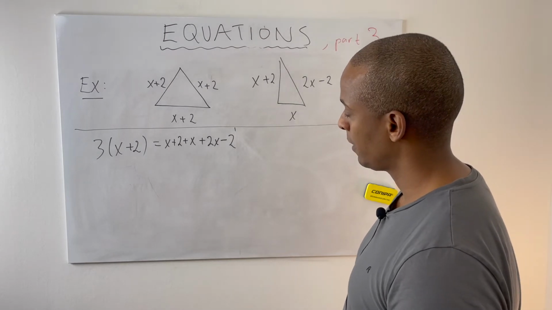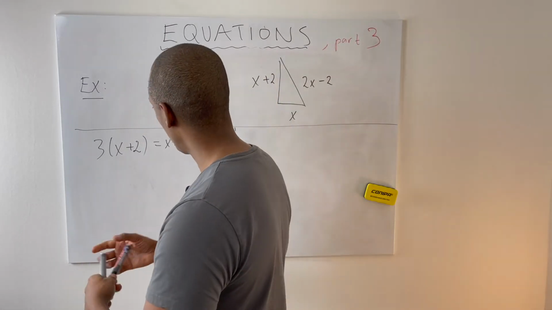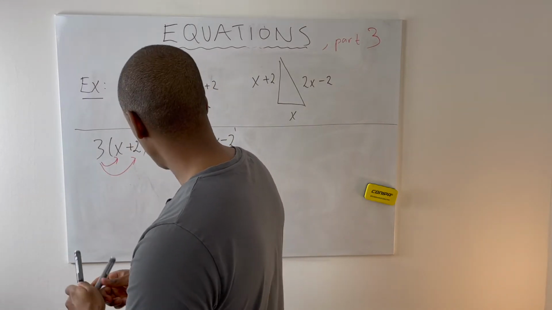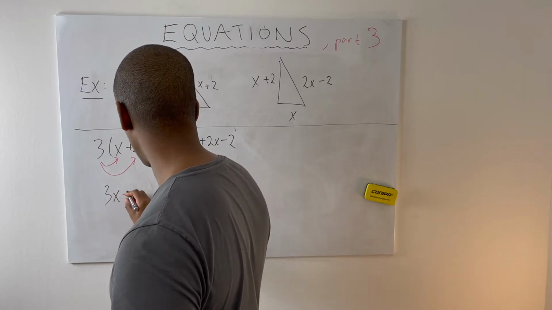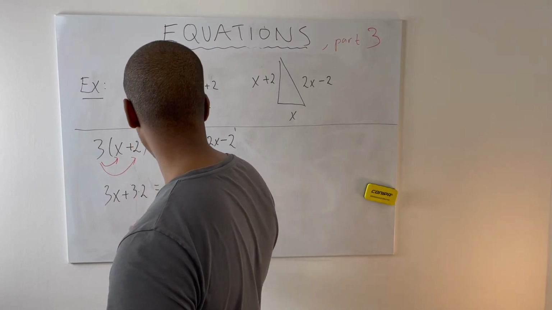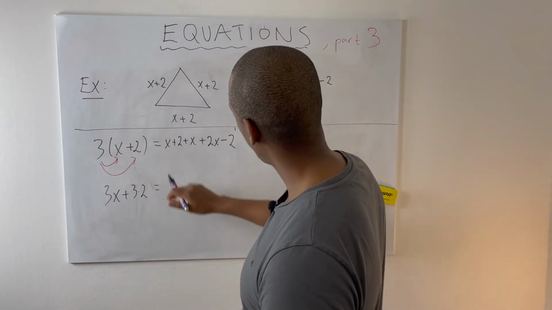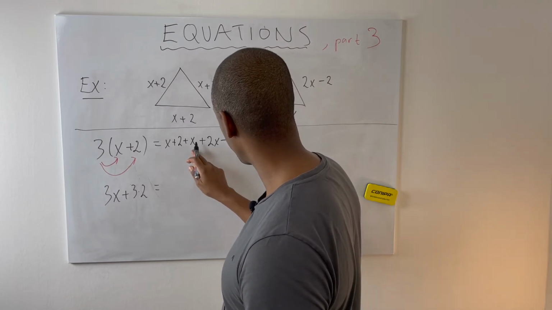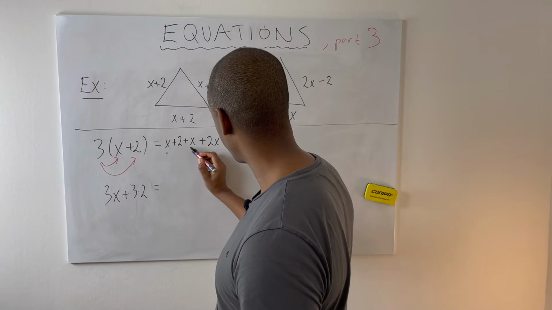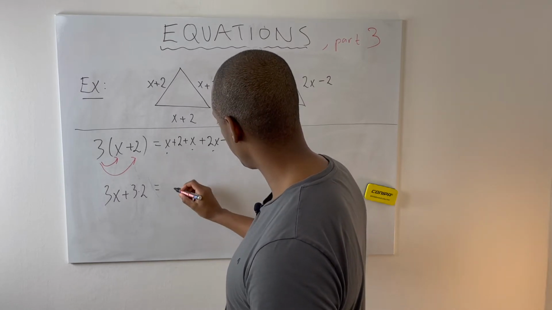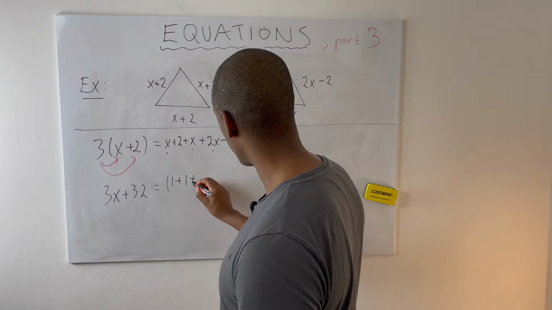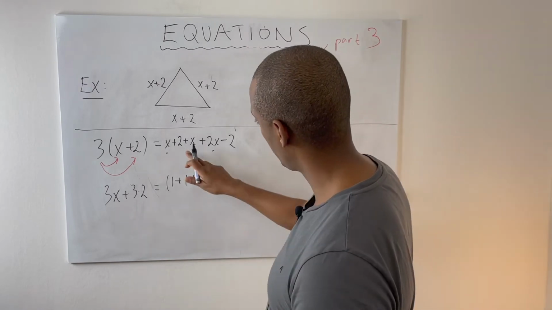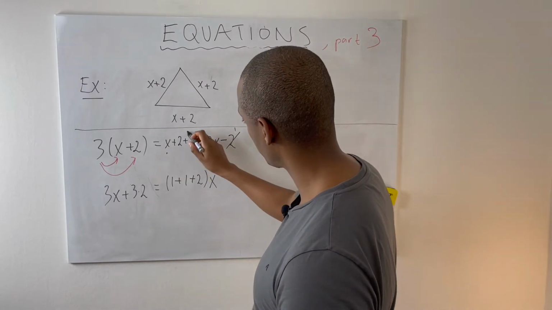Okay. Let's simplify this. Here we can multiply in the 3 to get rid of the bracket, right? So we have 3x plus 3 times 2. Here, if you look, we have x plus 2x, right? These are the x's here. So we see that we have 1 plus 1 plus 2x. And here we have 2 minus 2. They cancel each other out.